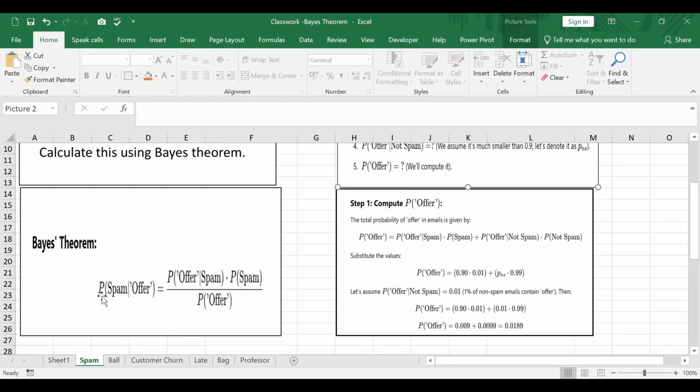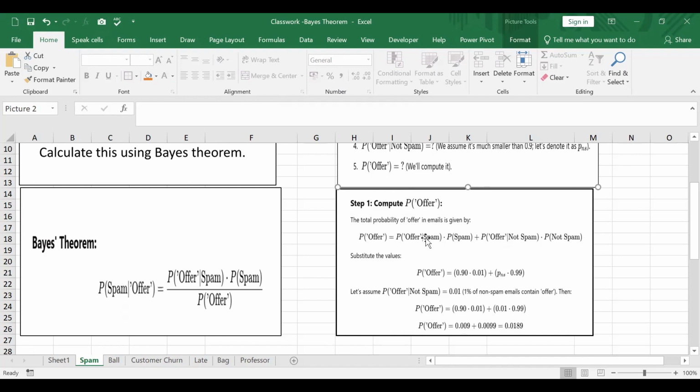The formula for Bayes theorem is P of spam given offer. First of all, you have to write P of spam as it is here. Then reverse this order: P of spam given offer changes to P of offer given spam, divided by P of offer, which has to be computed. The computation uses this formula: P of offer is P of offer given spam into P of spam, plus P of offer given not spam into probability of not spam.